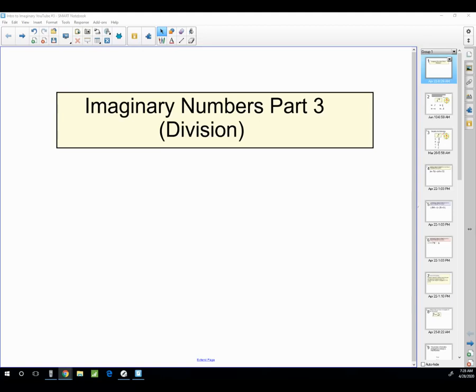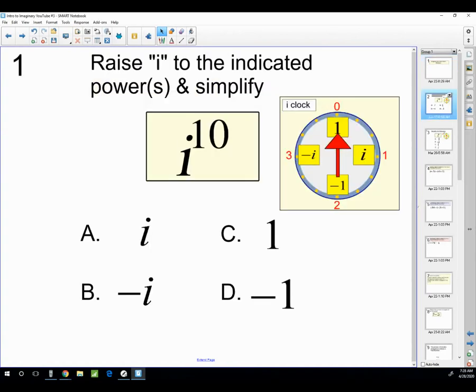Hey everyone, welcome back. We're doing imaginary numbers part 3, division. But before we do that, let's review a little bit because we like to review.